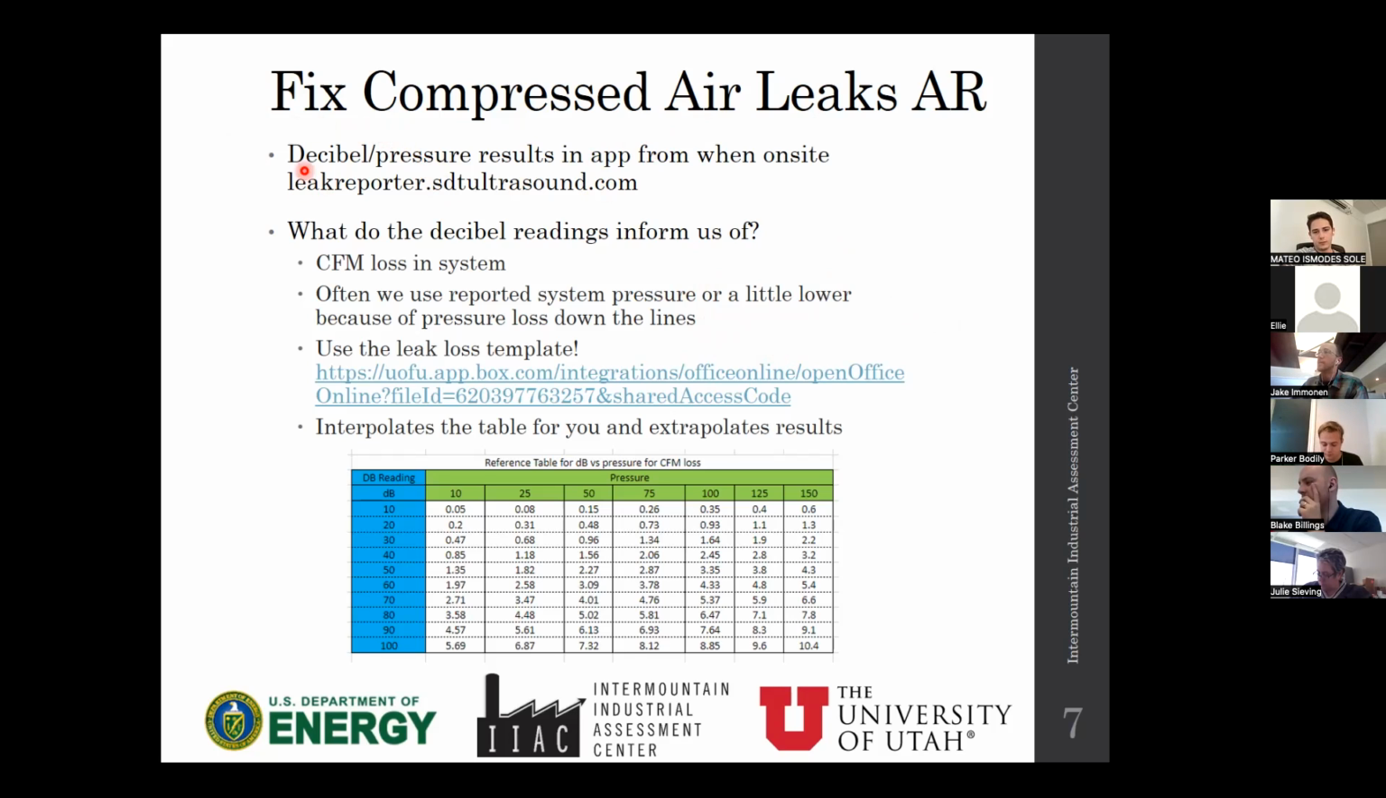So we've got our decibel readings and then our pressure readings from each of the leaks, and they're all in this app. So now, ultimately, we want these decibel readings from our ultrasonic leak detector to inform us of CFM loss, or cubic feet per minute of air loss in the system. And to do that, I would just recommend using this leak loss template, which is here.